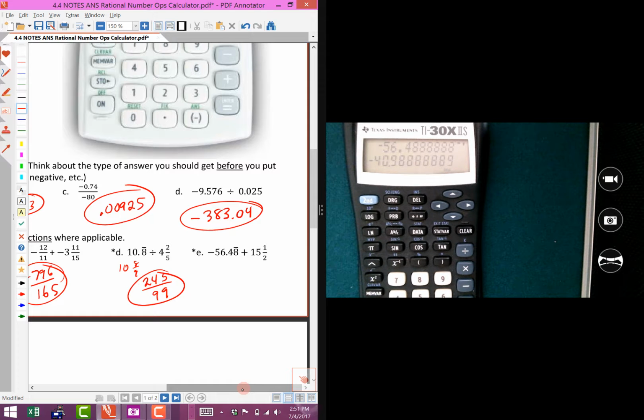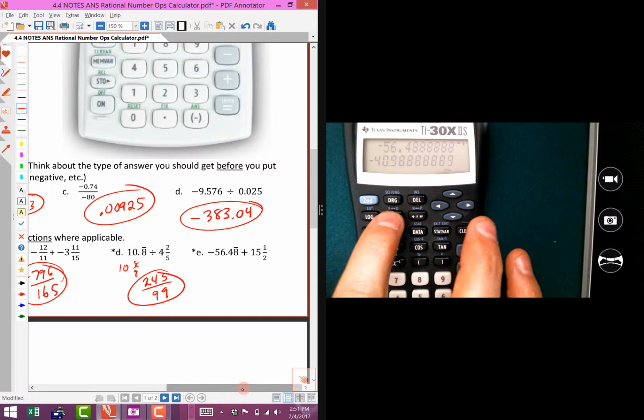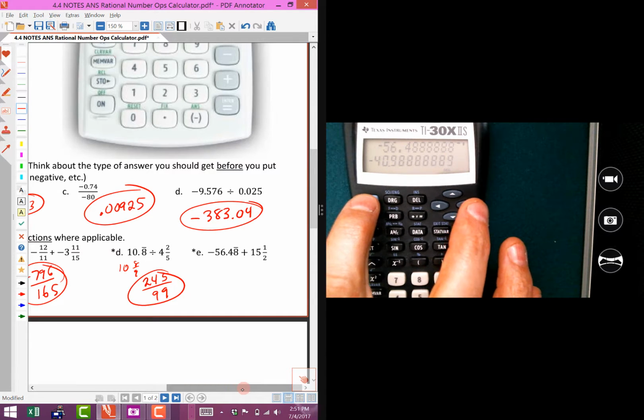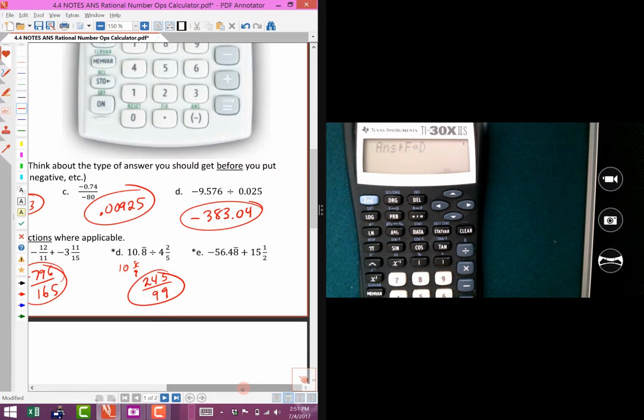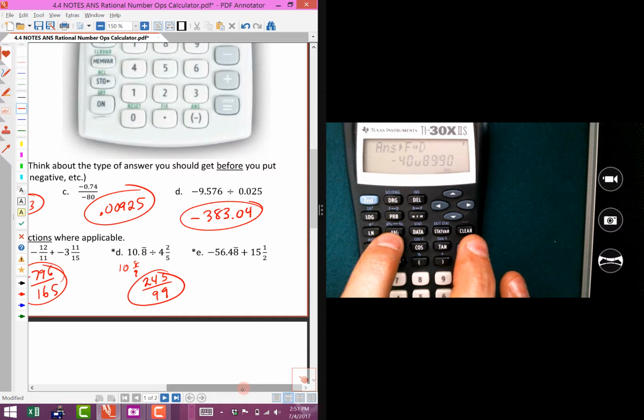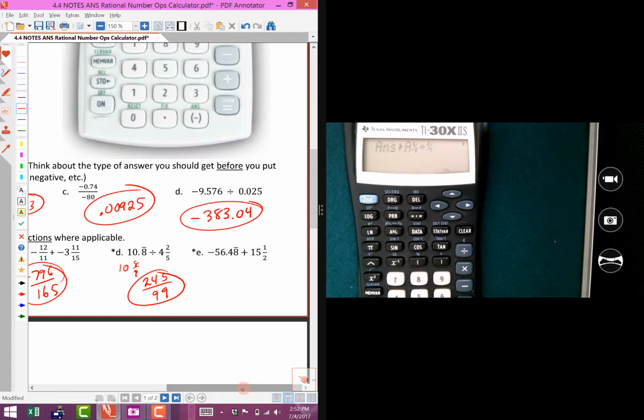Notice that what happens here is we've got a 9 and then an 8, 8, 8, 8, 8. That 9 is there because it just rounded up that next 8. I'm going to take this and change it to a fraction, so I'm going to use that fraction to decimal key. So I'm going to hit second PRB. Gives us negative 40 and 89/90. Let's change that to an improper fraction. So let's hit second and then the fraction input key. And we get, let's see, negative 3,689/90. And there's the answer.